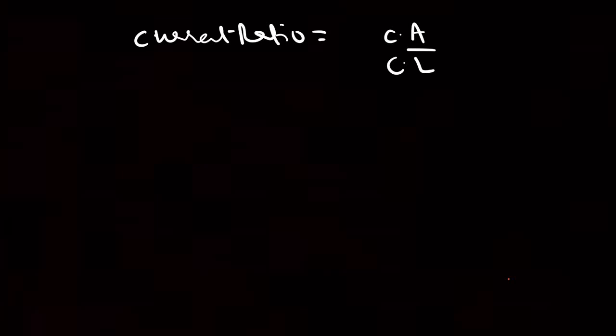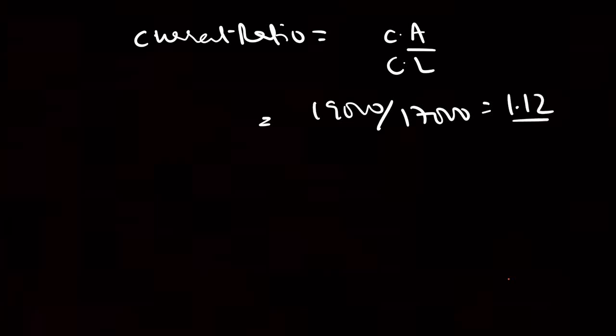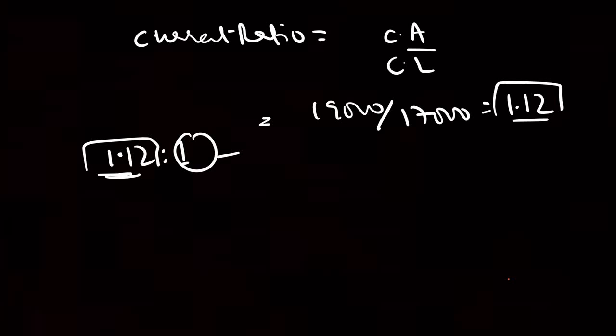Then, if the question asks for current ratio, it is simply current assets divided by current liabilities. So what are the current assets? 19,000. Current liability 17,000. So it is 1.12. We often write it in the form of ratio, 1.12 ratio 1. It means that liabilities are 1, assets are 1.12.